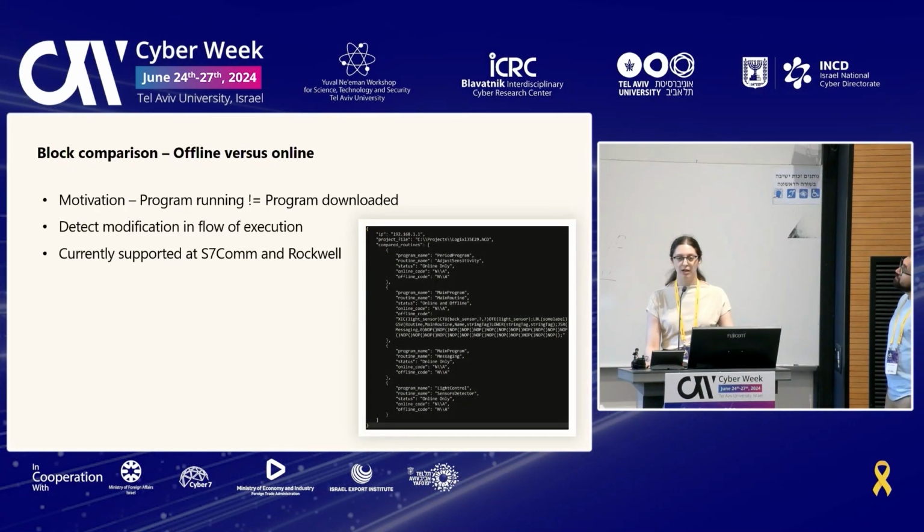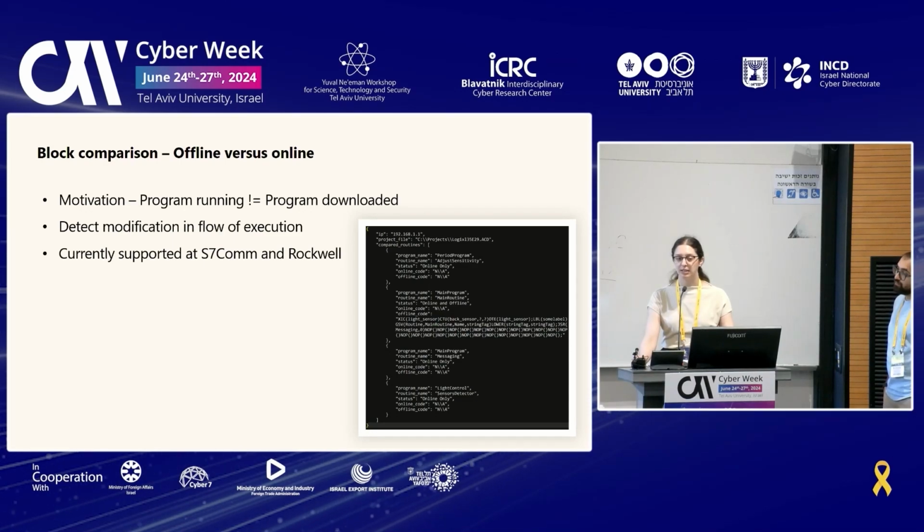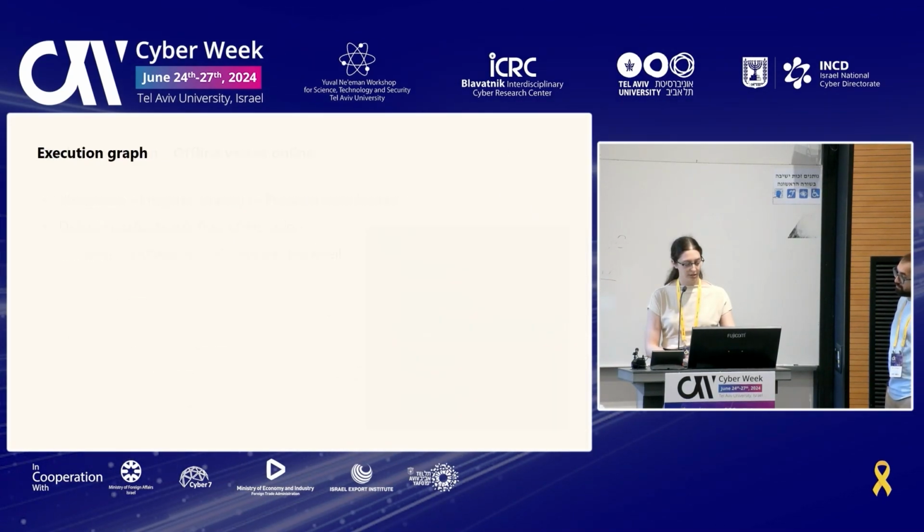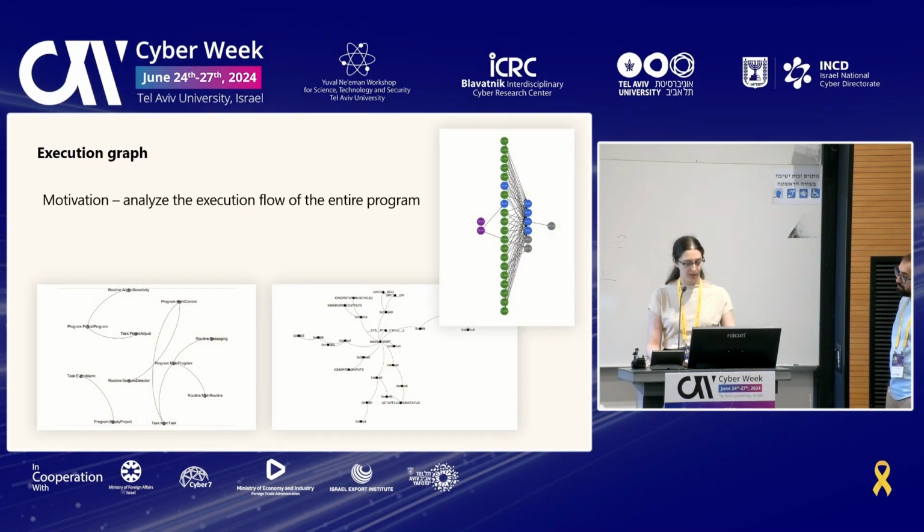Next, we have project comparison, as I said. This is an example of the S7 protocol. And we can see in a very nice way which blocks are different, which functions are different or equal between the project loaded on the PLC and the hard copy that we have. So it's really important as part of an investigation.